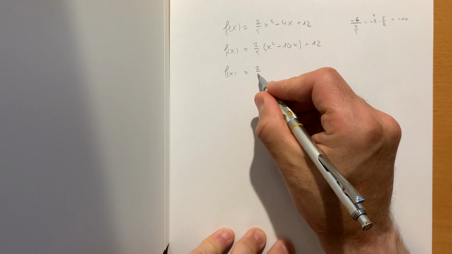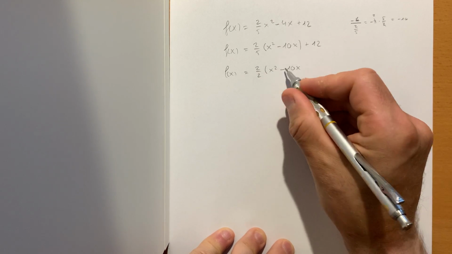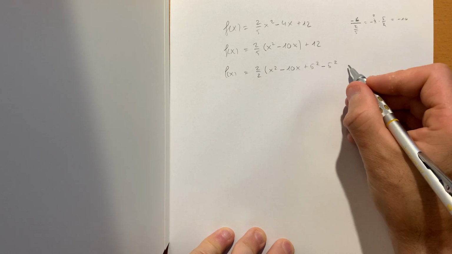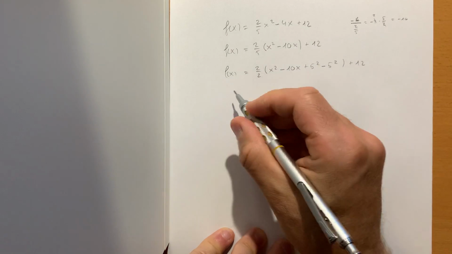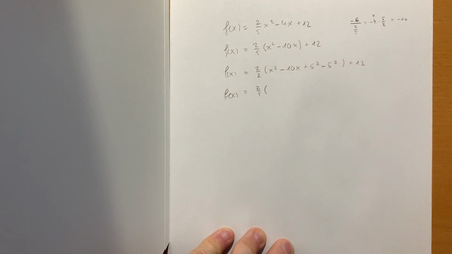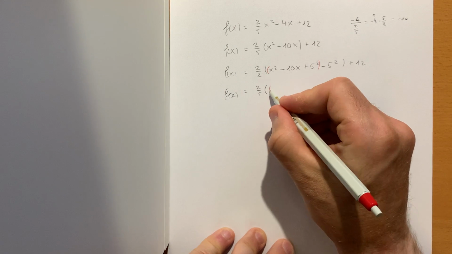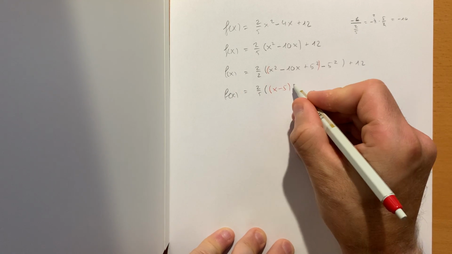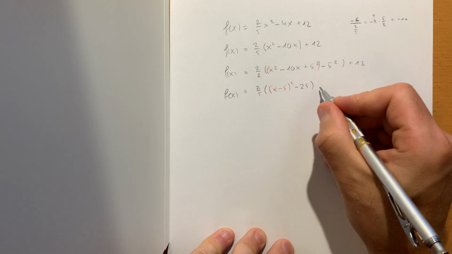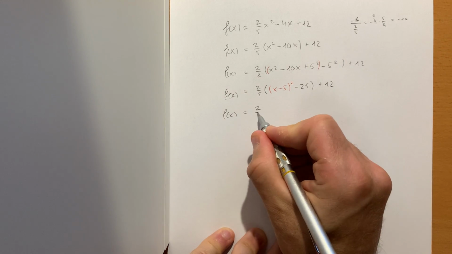Now we have to complete the square. x squared minus 10x plus half of this, that's 5 squared, minus half of that, 5 squared, plus 12. Now 2/5, and we know this is the perfect square now because we completed the square, so we're going to get x minus 5 squared minus 25 plus 12.